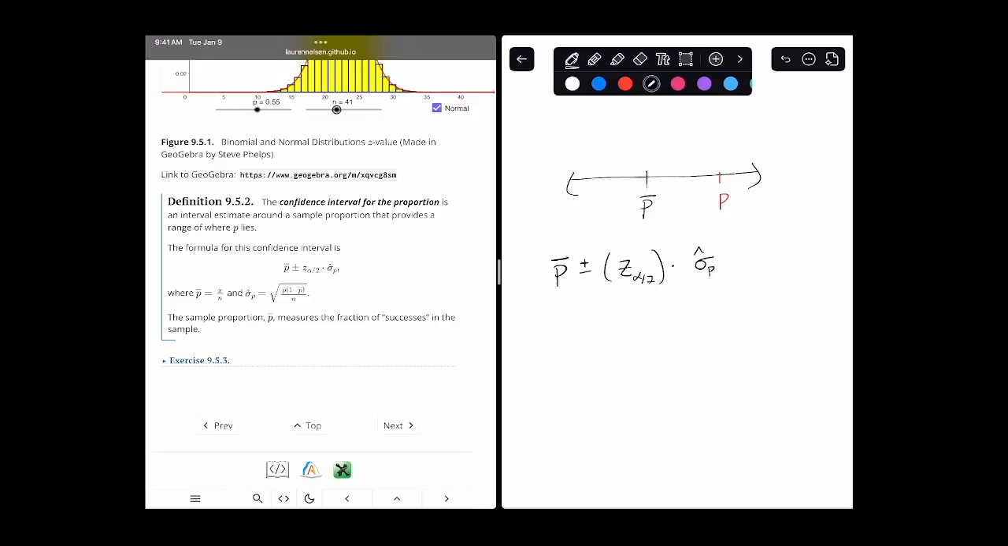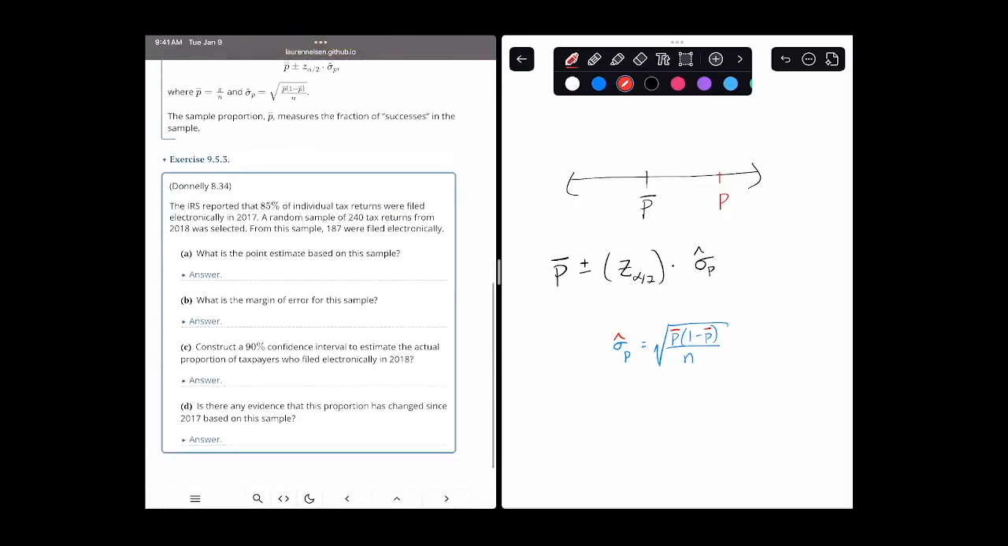Technically this isn't our standard error from before, it's an estimate for it. Previously, our standard error for the proportion was the square root of p times 1 minus p all over n. Now I don't know what p is. I'm trying to estimate p using my sample proportion, p bar, so I'm going to replace the p's with p bar and put a hat over that sigma. So this is an estimate for my standard error. And p bar is my sample proportion. It measures the fraction of successes in the sample.